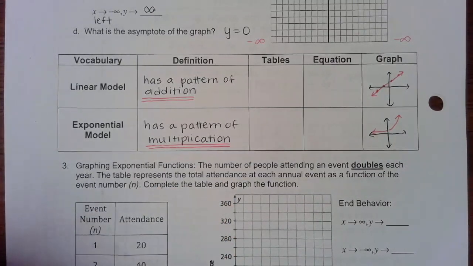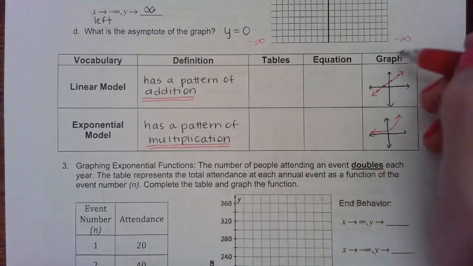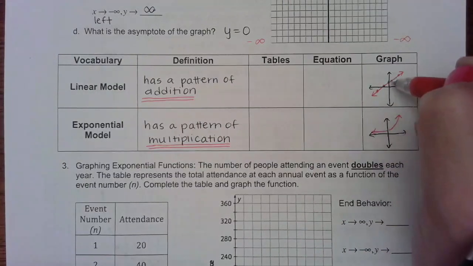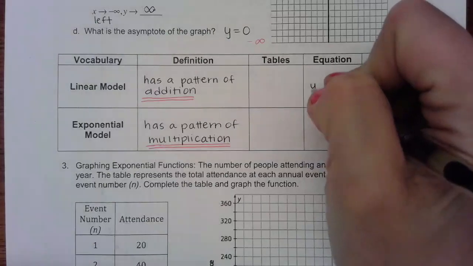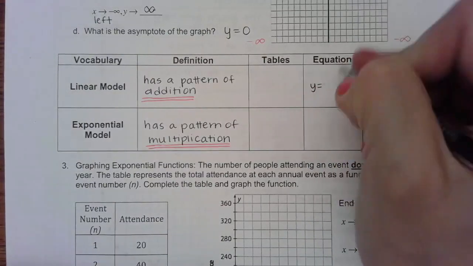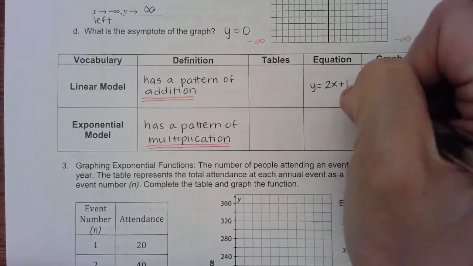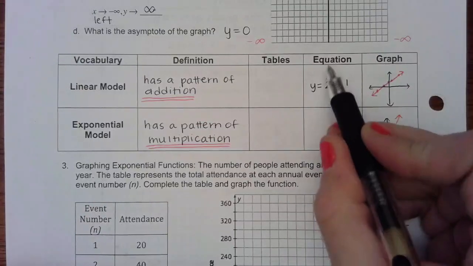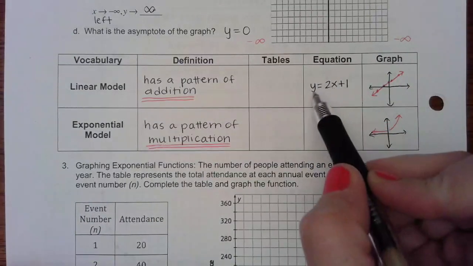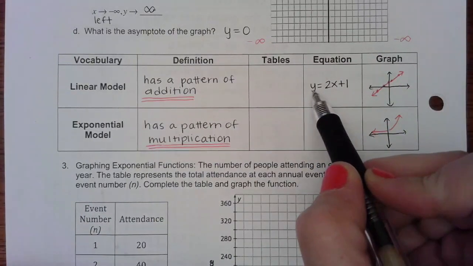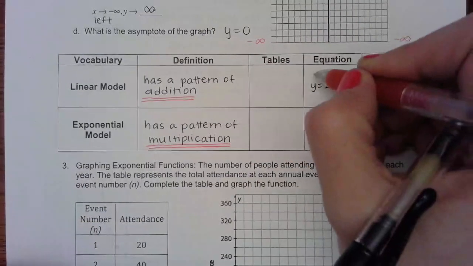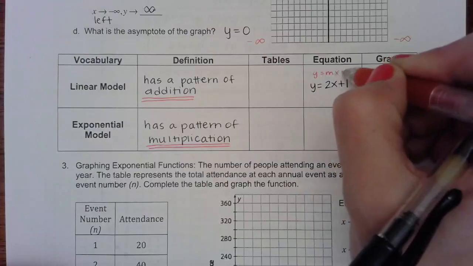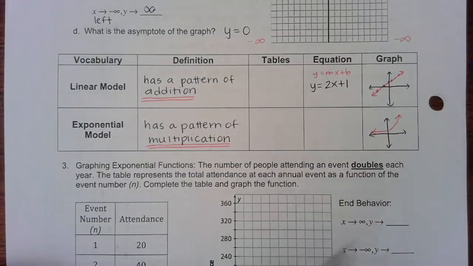Let's see. If you were comparing the equations of the points, like let's say I was comparing the equation for this one, it might be something like y equals 2x plus 1 or something like that. Any linear model is going to have an equation that follows a linear pattern. So it's always going to be in that, what did we say this was? y equals mx plus b. So it's going to be in that format.